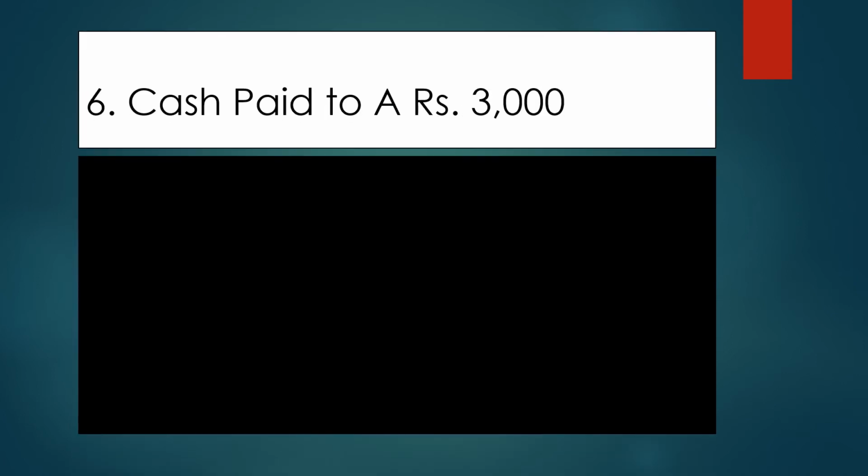Now there is an explanation for P account debiting. Here we are with the sixth transaction, that is cash paid to A rupees 3,000. We can easily get through this transaction, that is A account debit 3,000. Here we have debited A account because he is receiving money. So that is the reason why we are debiting A account. Then to cash account credit 3,000, and we are crediting cash because it is going out.